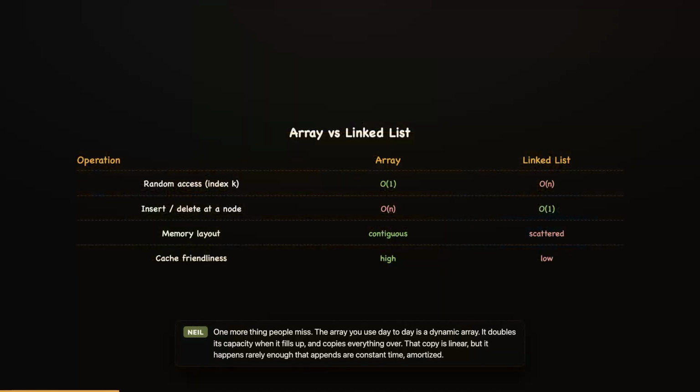One more thing people miss. The array you use day to day is a dynamic array. It doubles its capacity when it fills up and copies everything over. That copy is linear, but it happens rarely enough that appends are constant time, amortized.